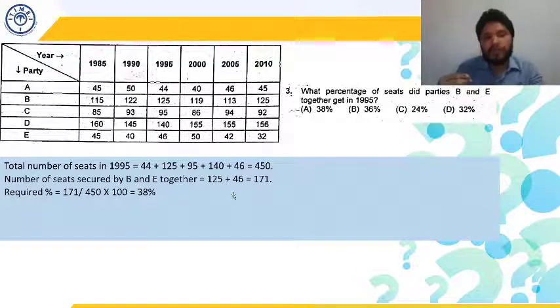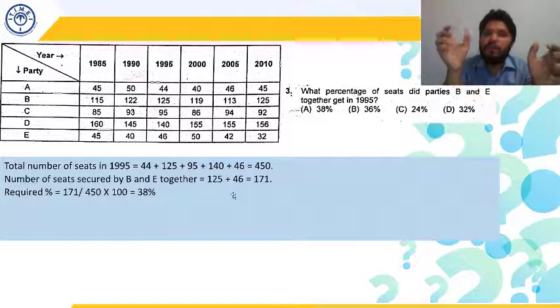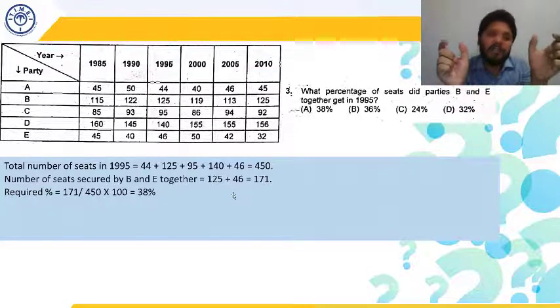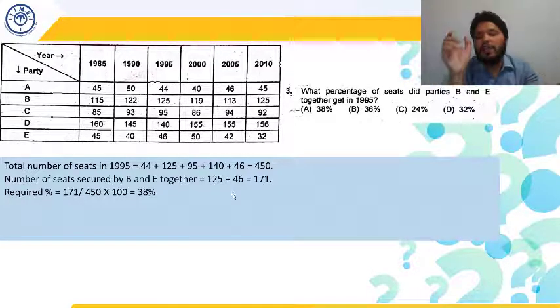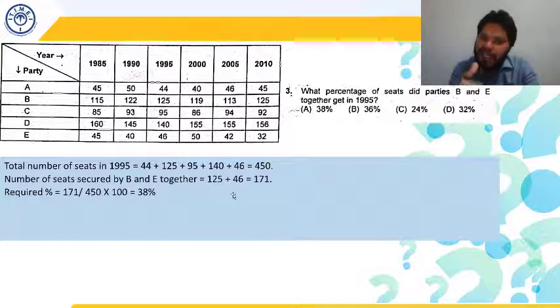Now, how to calculate this 171 upon 450 without calculating? Can we do that? Just try it once. We want 171 is how much percentage of 450. We know 450 itself is 100%. So if 450 is 100%, then 45 is going to be 10%. And if 45 is 10%, then 45 into 4 will become 180. So can I say 180 is going to be 40%?